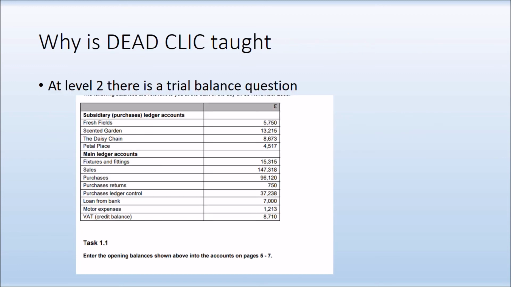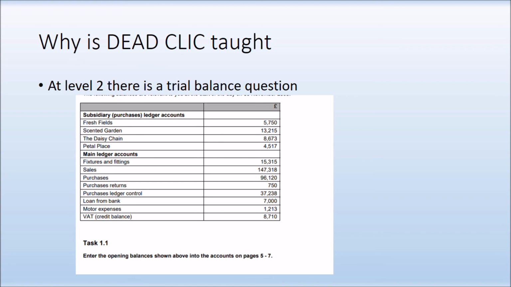So why is DEAD CLIC taught if it is a pile of trash? Well, at level 2 there's this trial balance question. You take the opening balances and put them in, so you can go down and say: asset, debit; sale, credit; purchases, debit; purchase returns, oh, opposite way round, it's a credit; purchase ledger control, that's a credit. We can just tick them off and put them in the little balance sheet, whoop-de-doo. And so you can scrape a pass at level 2 using DEAD CLIC.